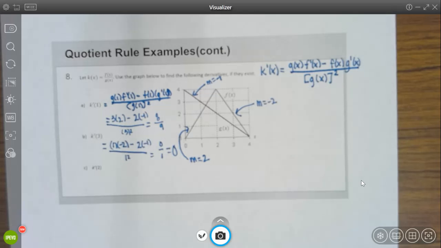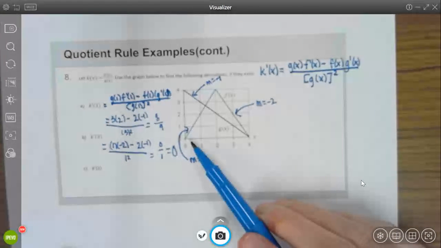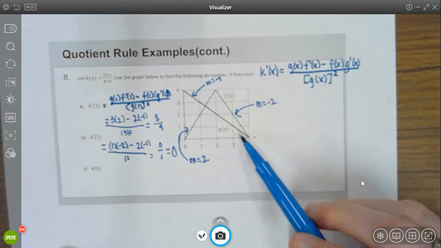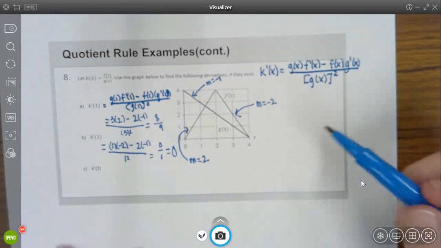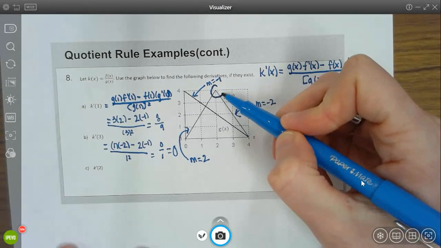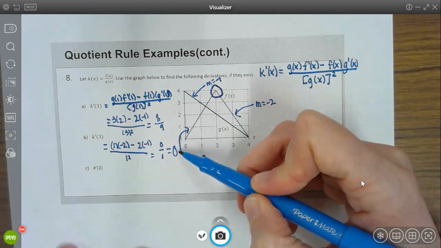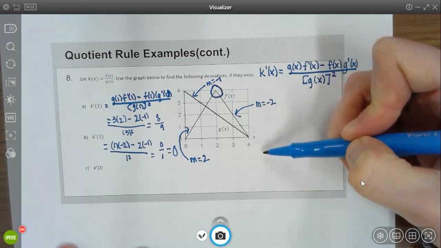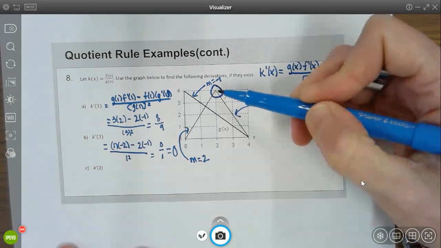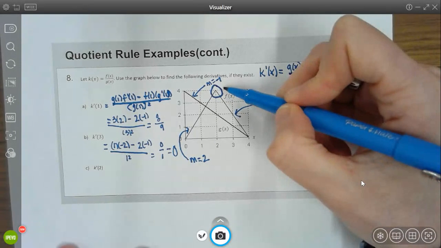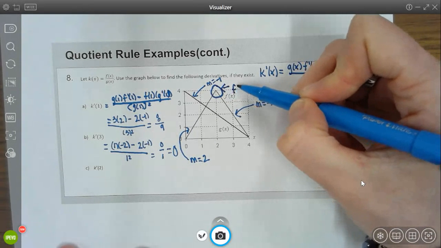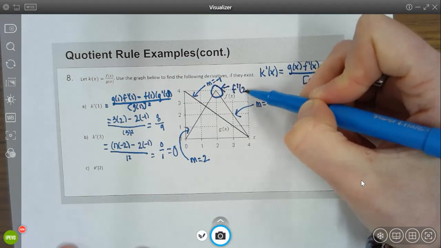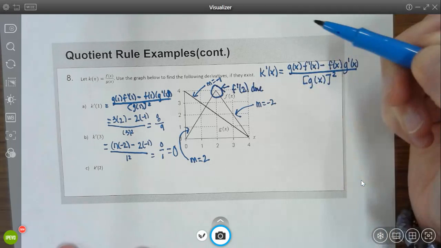Now, the one thing we want to keep in mind is, again, whenever our graph has a sharp corner, we know the derivative doesn't exist at that value. So in this case right here, because the graph abruptly changed from a positive slope of 2 to a negative slope of -2, there was an abrupt change. That means that my derivative does not exist at that point. So in this case, f prime of 2 does not exist.